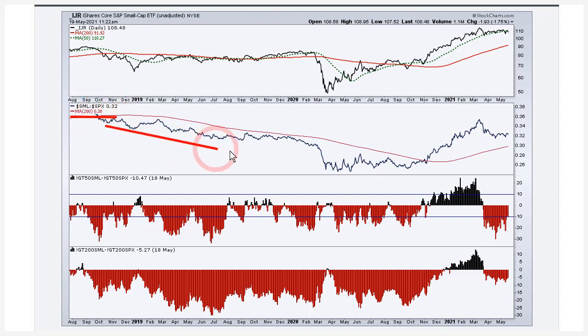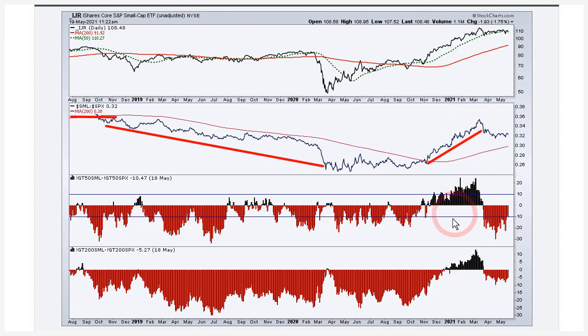And this ratio fell pretty steadily throughout 2018, 19, and into 20. And then it flattened out for several months and then took off there starting in mid-September, October, and then really surging in November. So this is when small caps were outperforming large caps, when that ratio was rising.